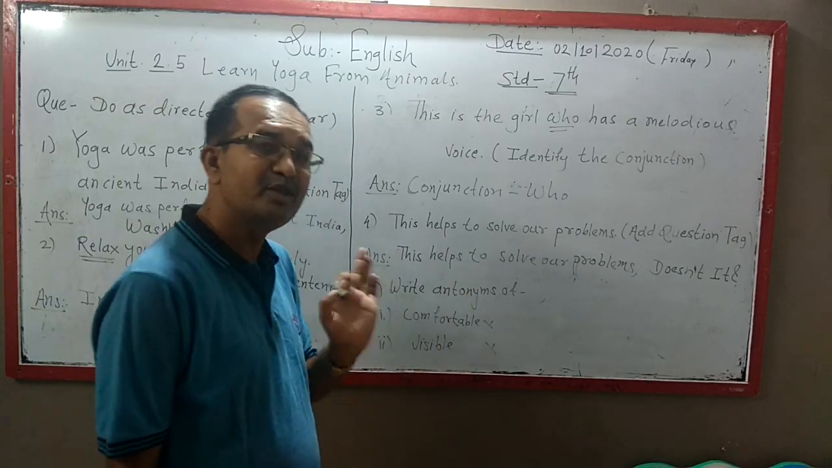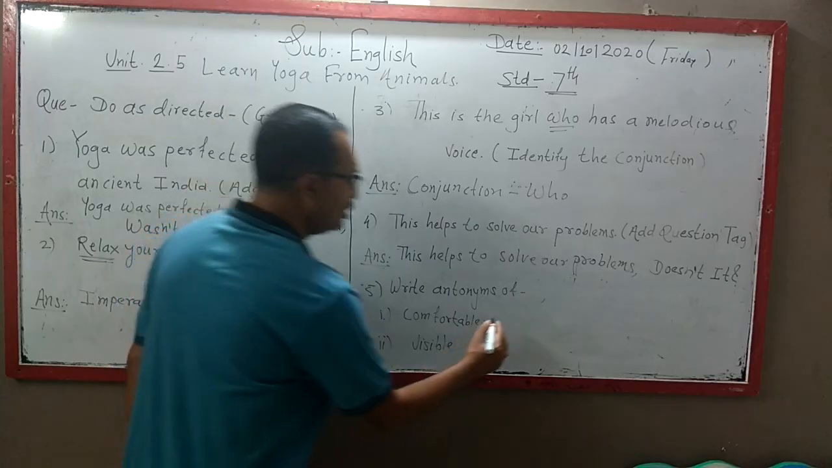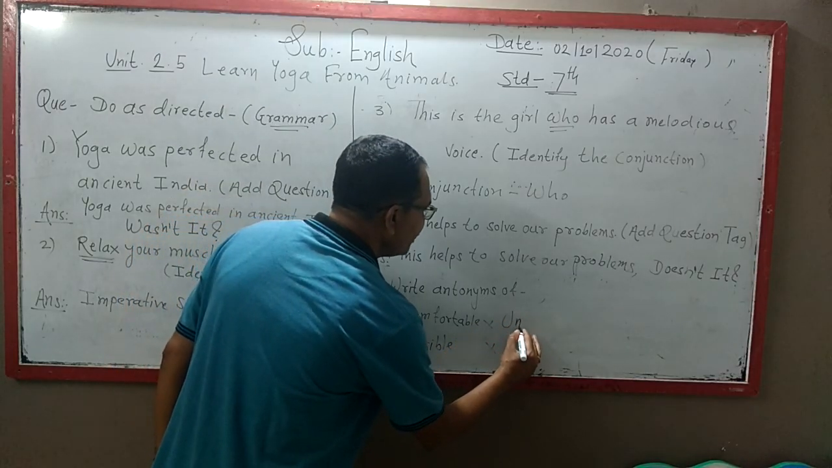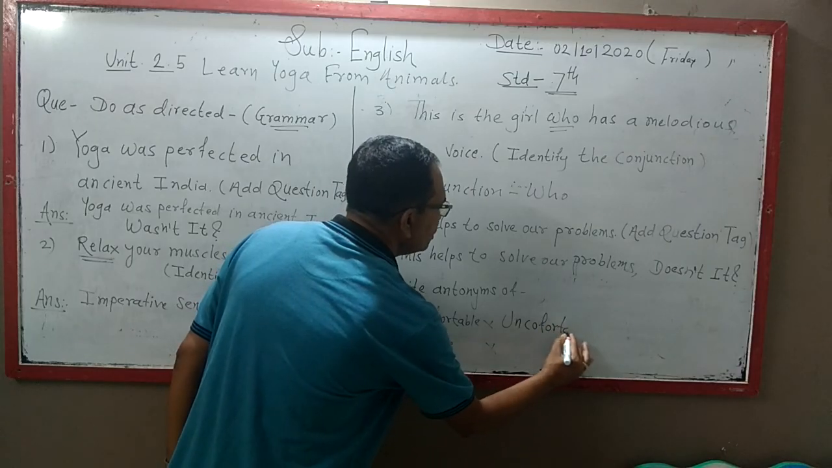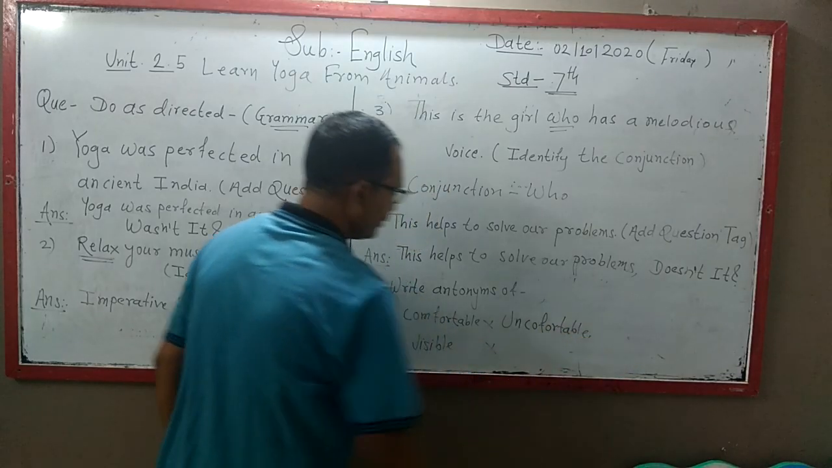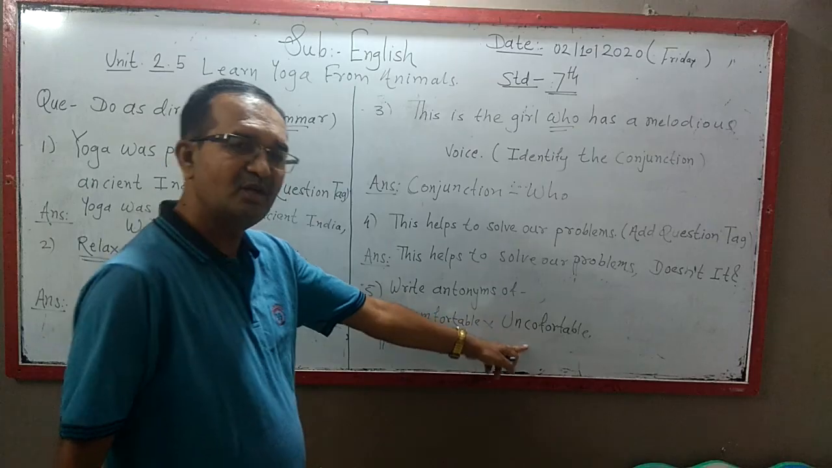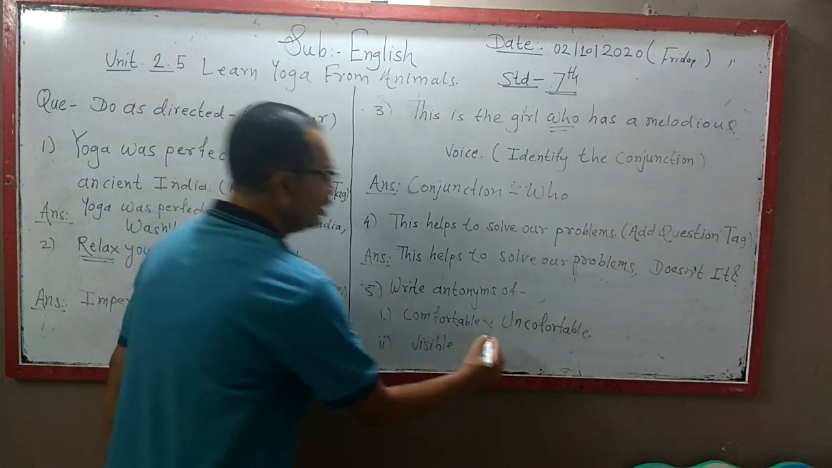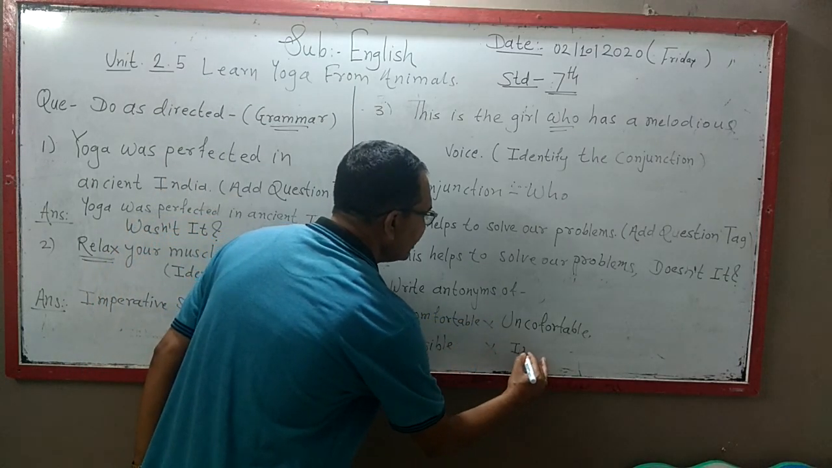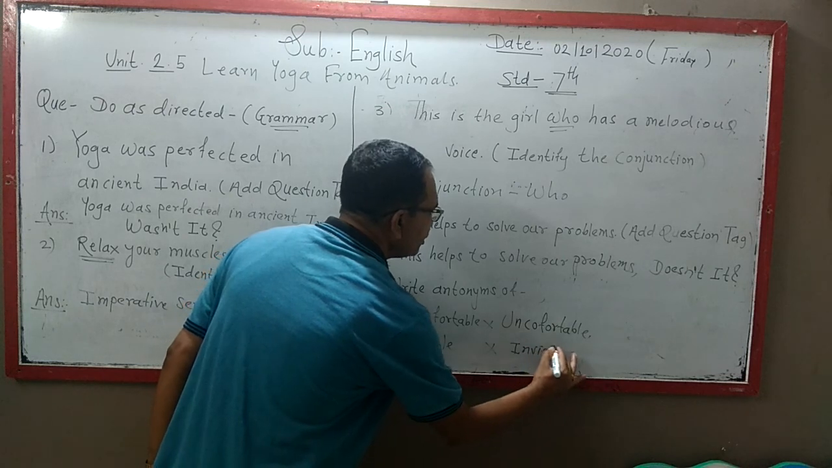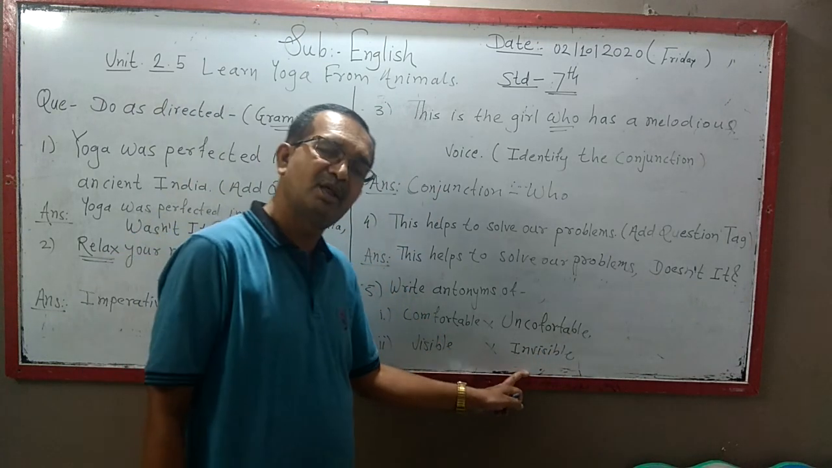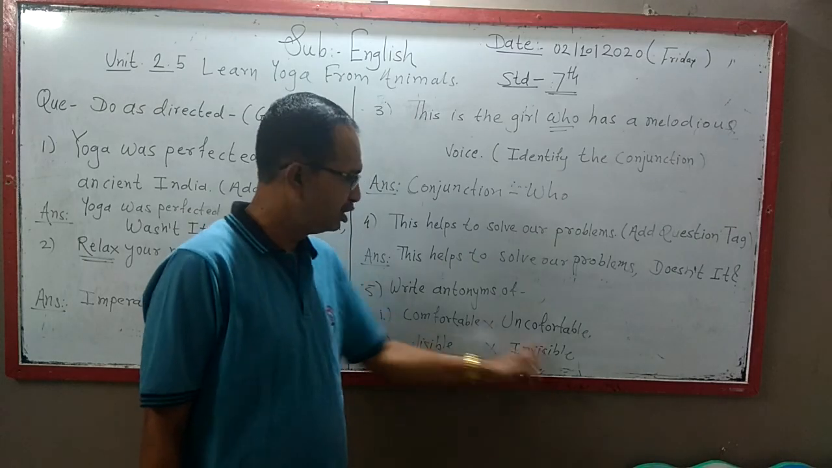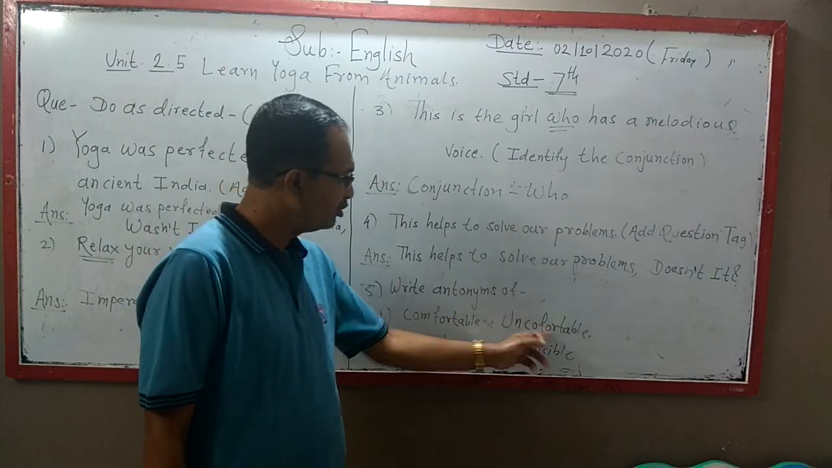Okay. Now see, write antonyms of the following words. Antonyms means opposite words. Comfortable, you have to add a prefix before this: uncomfortable. Comfortable, the opposite word is uncomfortable. Visible, you have to add a prefix here: invisible. Visible means we can see. Invisible means we cannot see. Invisible, adrushya. So these are the antonyms of these words.